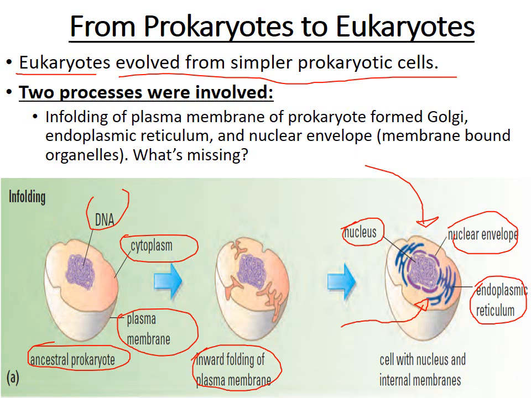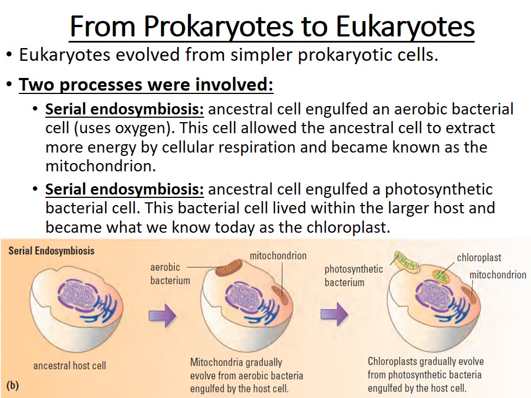So let's take a look at the other process involved. The first process was infolding a plasma membrane to form things like the Golgi, the ER, and the nuclear envelope. The next process is going to explain how the mitochondria and chloroplast came to be. So now we're going to take a look at how the mitochondria and chloroplast came to be. This is our second process involved. It's called the serial endosymbiosis concept.